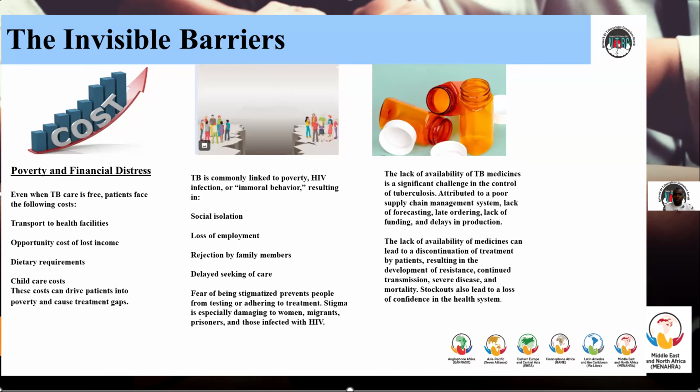Number two, opportunities lost to loss of income. Another thing is dietary needs. If you don't have food, you cannot heal. Definitely, there is a science that says that for treatment to work, you have to have something in your stomach. So this is very critical, and it's part of the cost implication when it comes to TB.